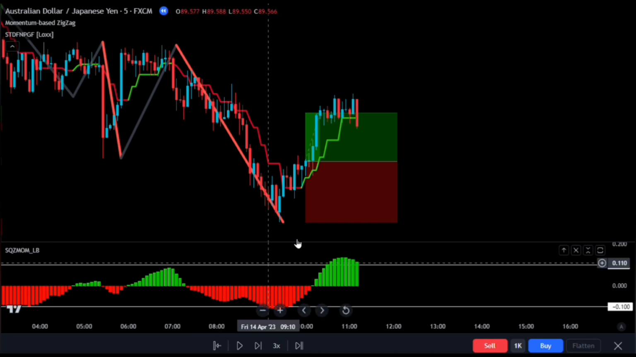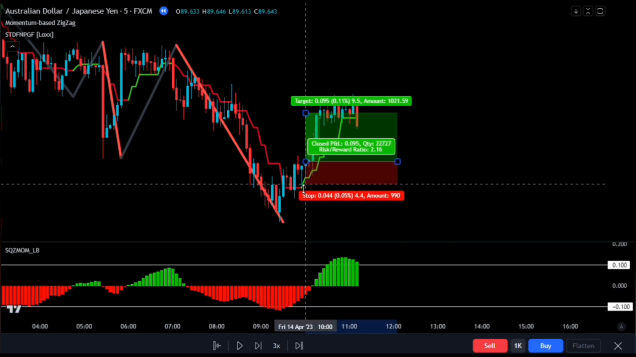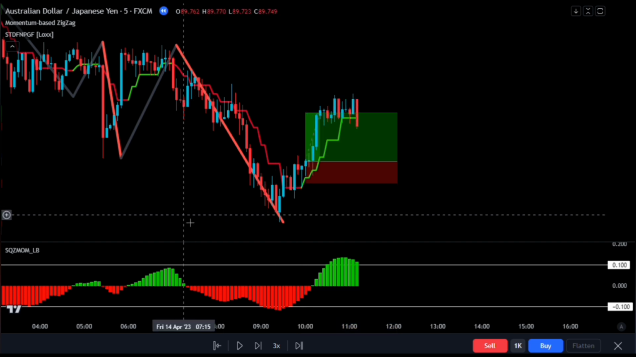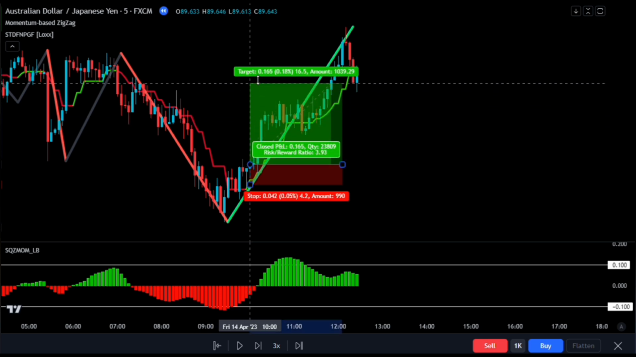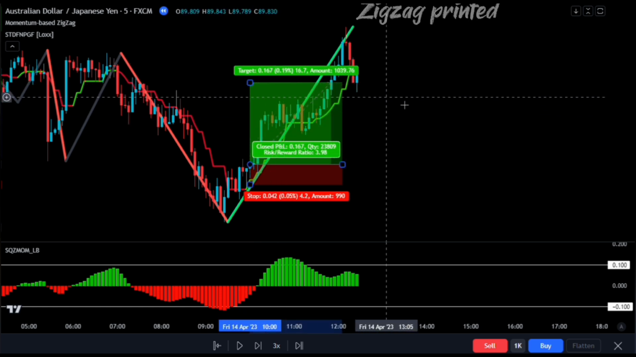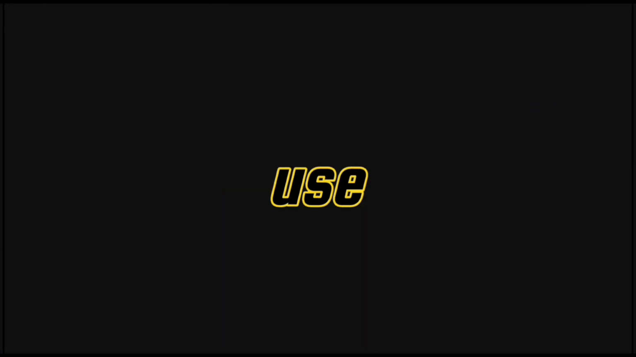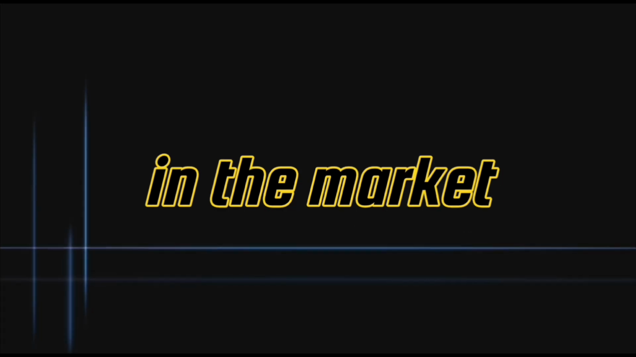For my second trade, I also take out 50% of the risk when the price closes below the STD filtered indicator. But I totally exit the trade when I see a green zigzag line that could indicate market reversal. You can use whatever risk management that gives you an extra edge in the market.